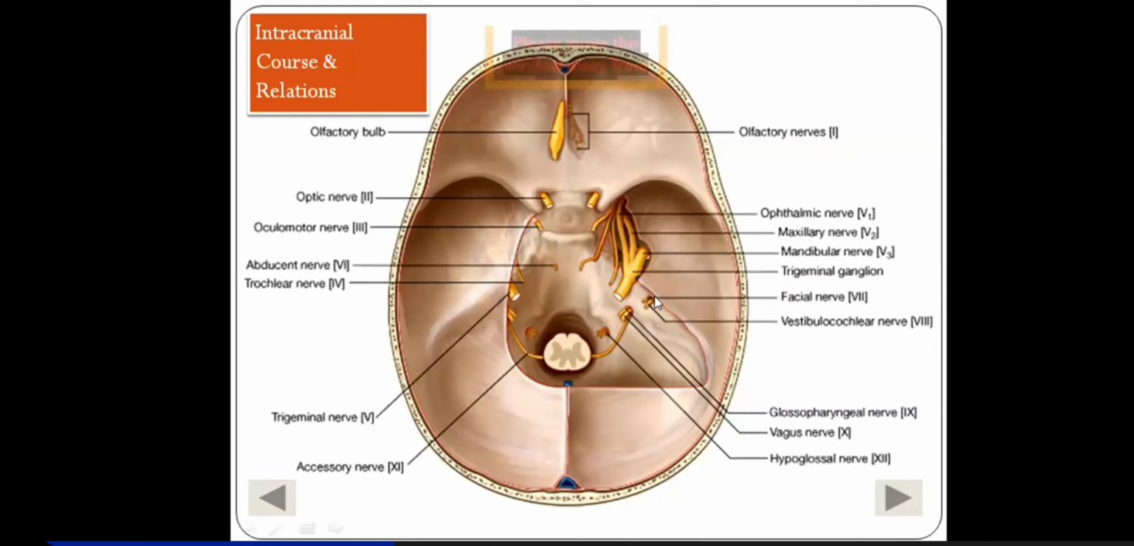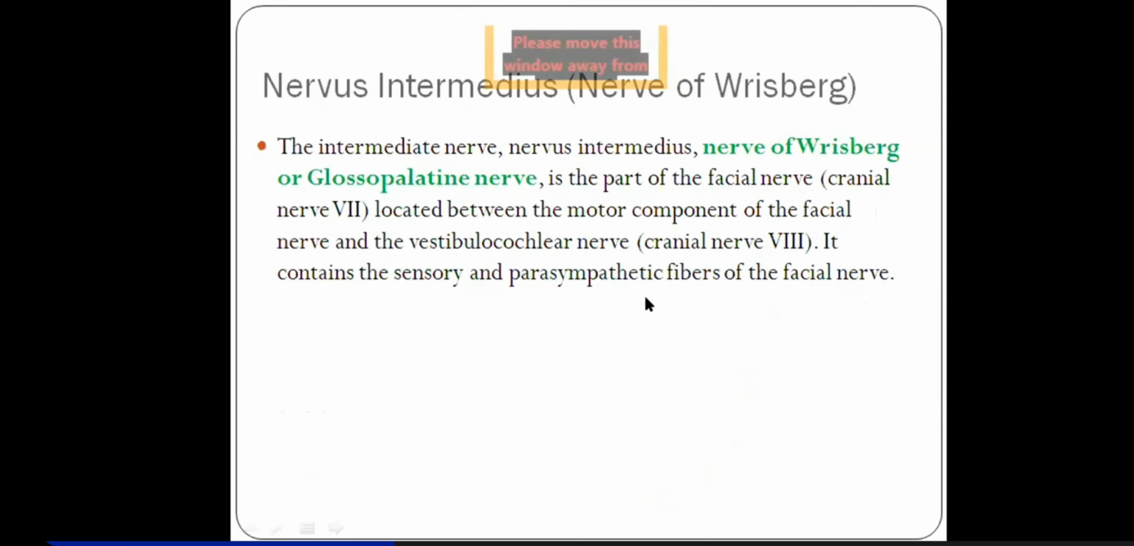So you find the internal acoustic meatus with the three nerves entering inside, and one other nerve that reaches inside is the nervus intermedius. Now remember that this nervus intermedius is also called the nerve of Wrisberg. Nerve of Wrisberg. Hold on.